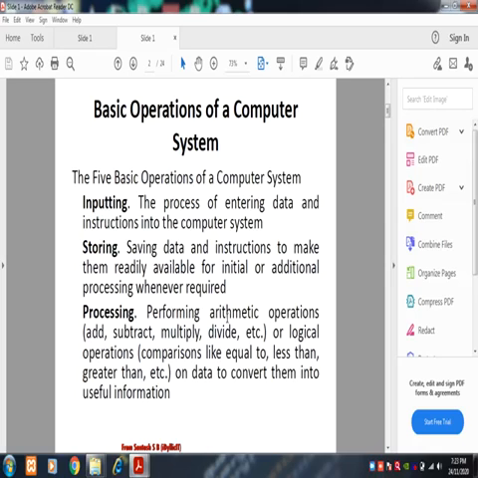Then next is what? Storing. Okay, storing means what, guys? As common sense, it is saving some data into some local system. Likewise in a computer system, storing is nothing but saving data and instructions to make them readily available for the initial or additional processing whenever required.